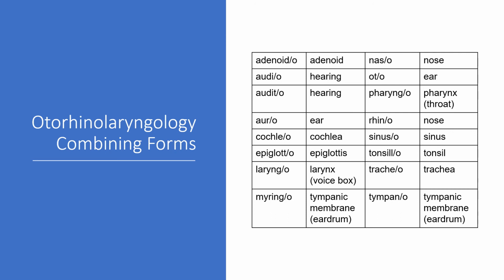Okay, here are some otorhinolaryngology combining forms. Adenoido refers to adenoids, audio hearing, audito hearing, oro ear, cochleo cochlea, epiglotto epiglottis, laryngo larynx or the voice box. Myringo is the tympanic membrane or the eardrum, naso nose, oto ear, pharyngo pharynx or the throat, rhino nose, sinuso sinus, tonsillo tonsil, tracheo trachea, tympano tympanic membrane or the eardrum.